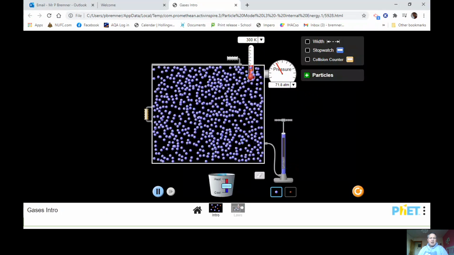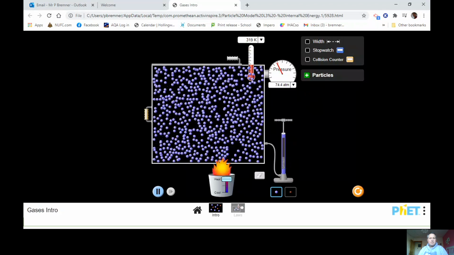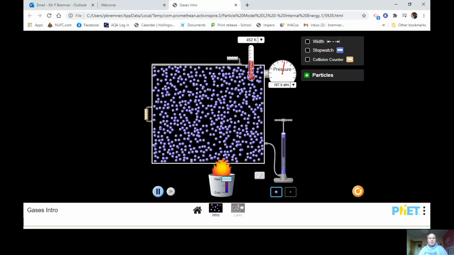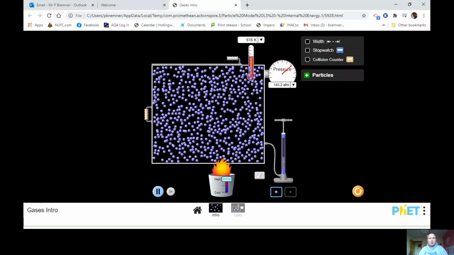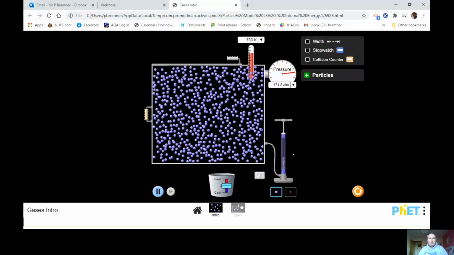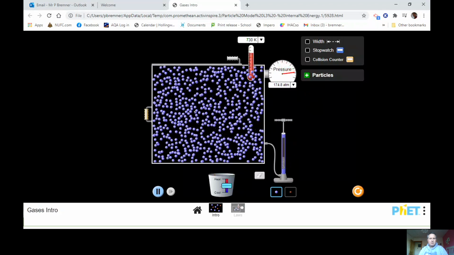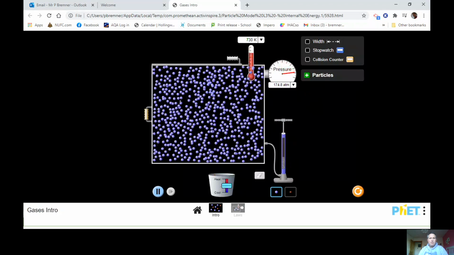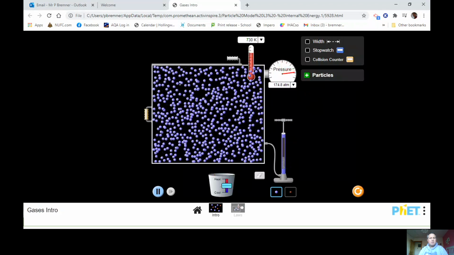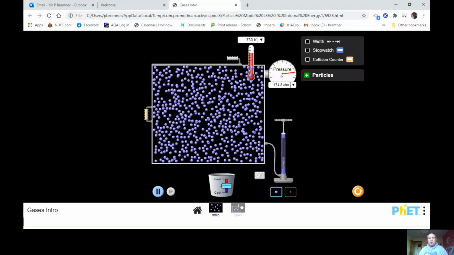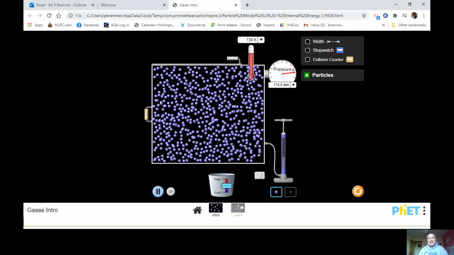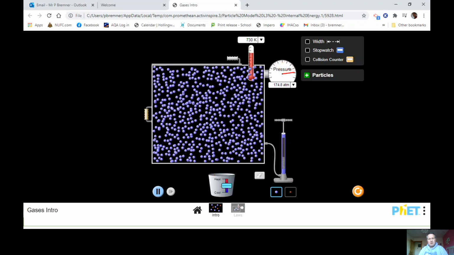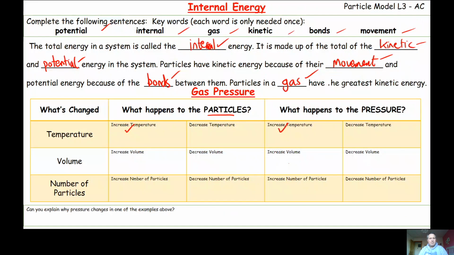If I increase the temperature, what happens to the particles? I heat the gas up. I can see the temperature rising at the top. What happened to the particles? The particles moved faster. What happened to the pressure? The pressure increased. I can write that in my worksheet.